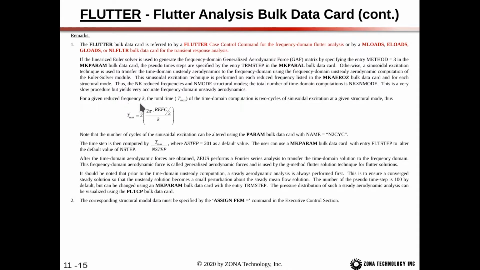And so for the given reduced frequency k, the total time t max of the time domain computation is 2 cycles of sinusoidal excitation at a given structural mode. So 2 times 2 pi times ref c over t, 2 divided by k. The 2 cycle, remember, can be modified by the param card of ZEUS. 2 is the default. So the time step is computed by t max over n step, where n step equals 201 is the default value. And once again, n step can be modified by the mk param card.